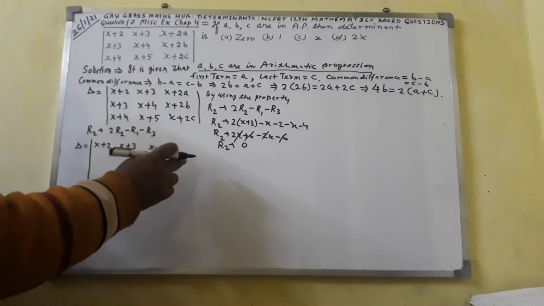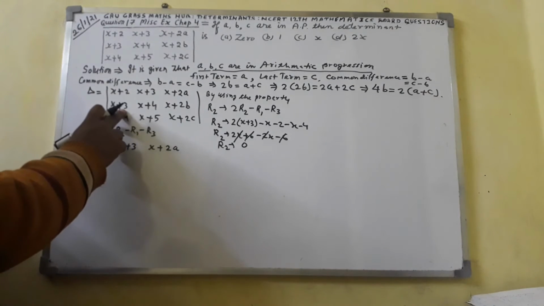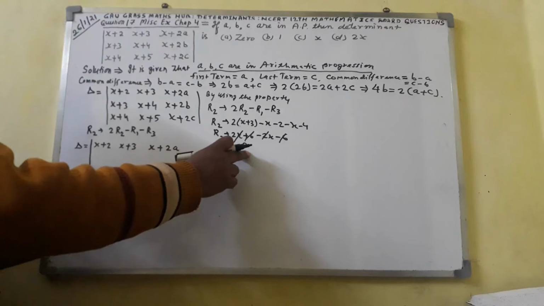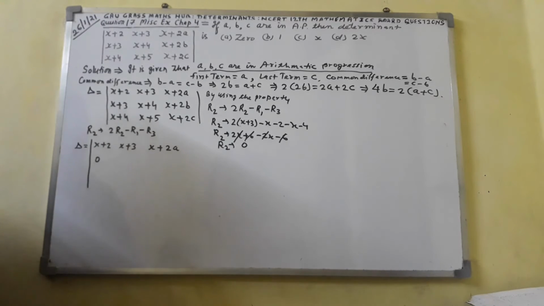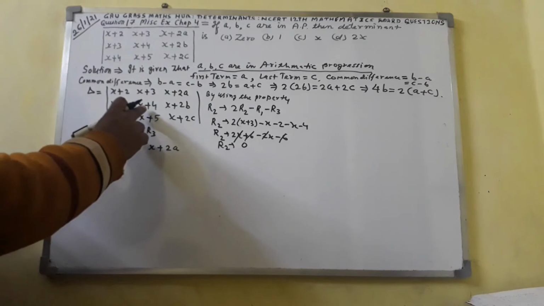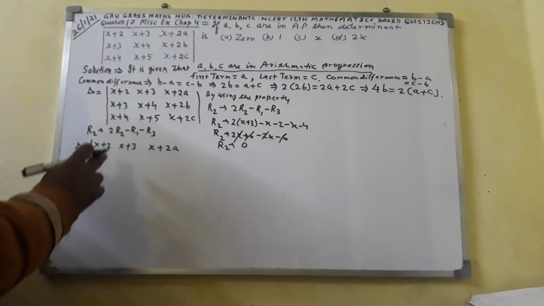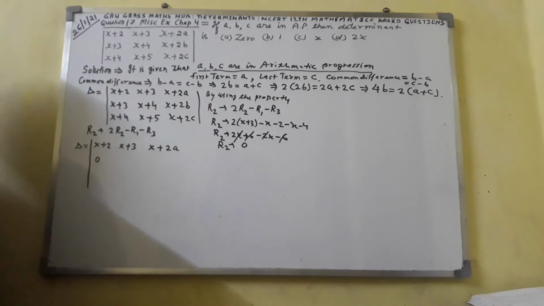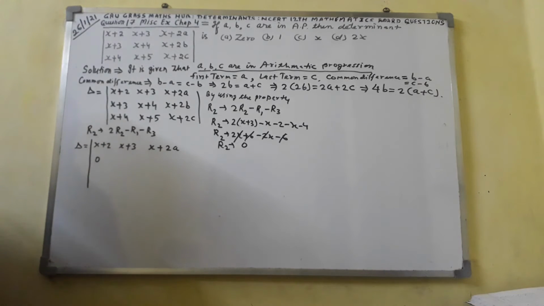And here, in place of x plus 3, R2 comes out to 0. So here I write 0. And what changes will occur? Here R2 goes to... this means that changes will occur only in the second row. There will be no changes in the first row. The first row I have written as it is, and there will be no changes in the third row also. The third row will also be written as it is.